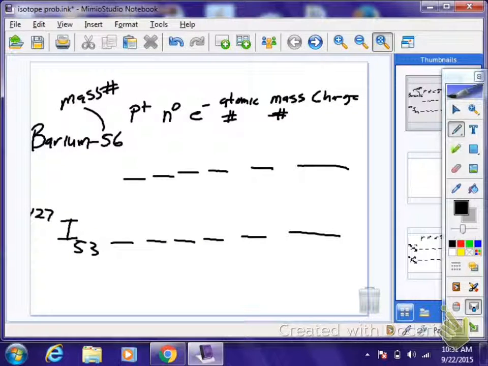In this example, this 127 is the mass number. So I have to give you the mass number. Is that dash between barium and the number a minus? Yes, and it's not a minus. It's just separating the name from the number. Okay, I have to give you the mass number. How do I come up with it? Well, I just make it up.